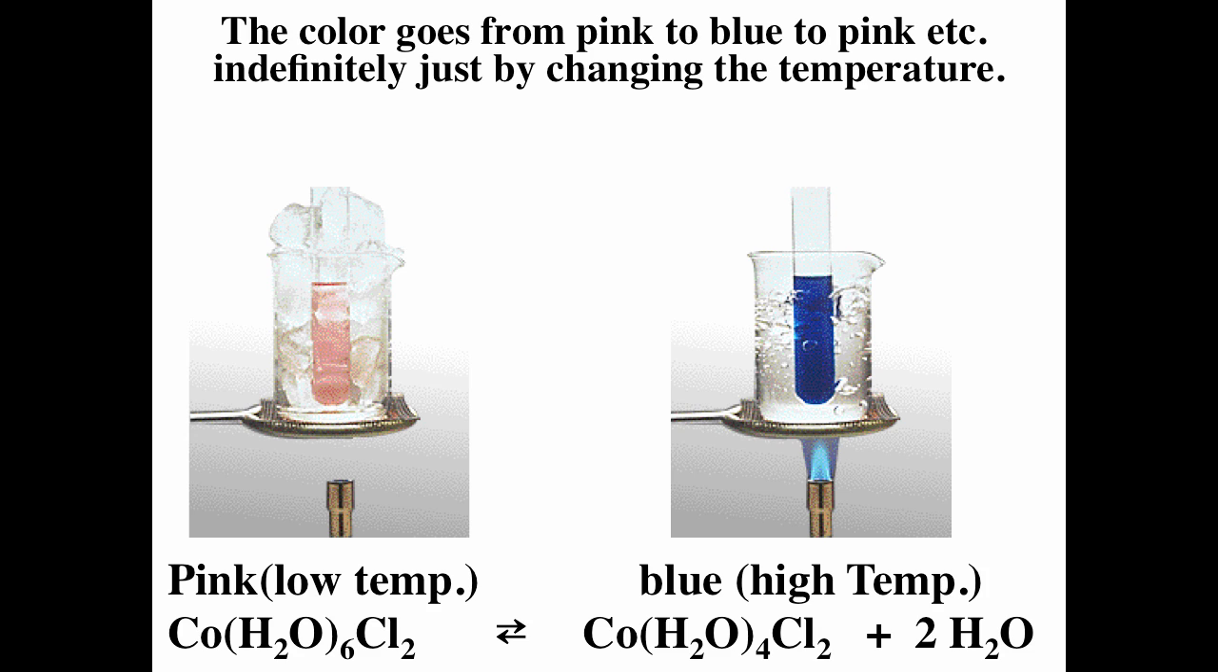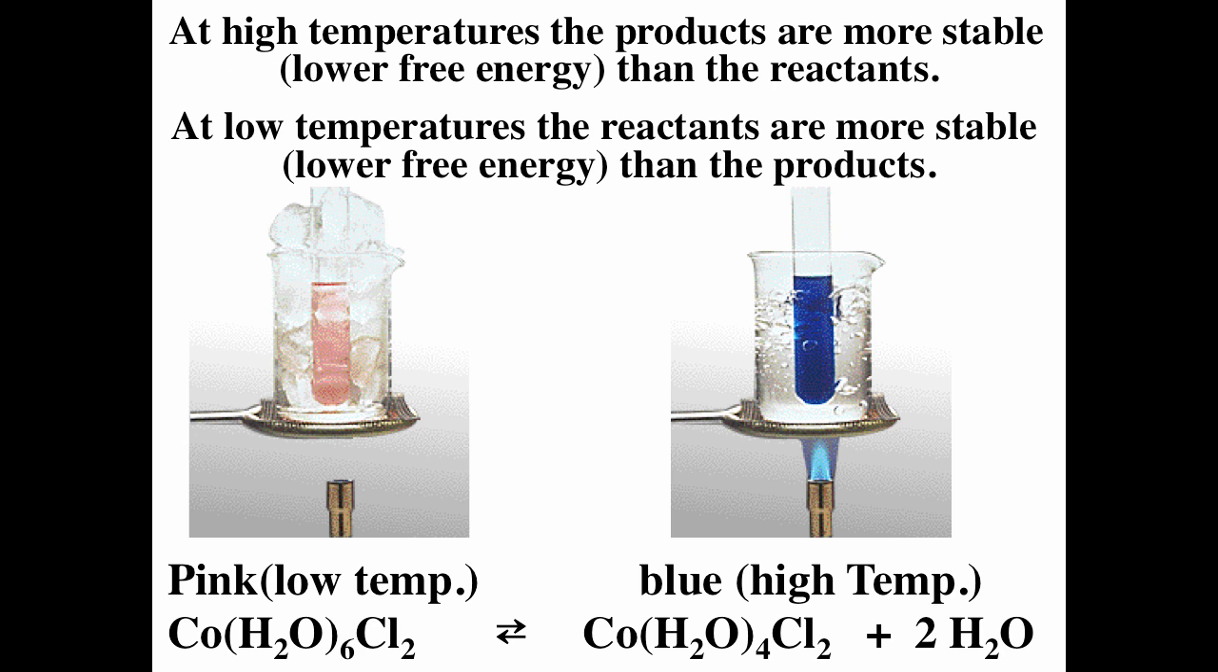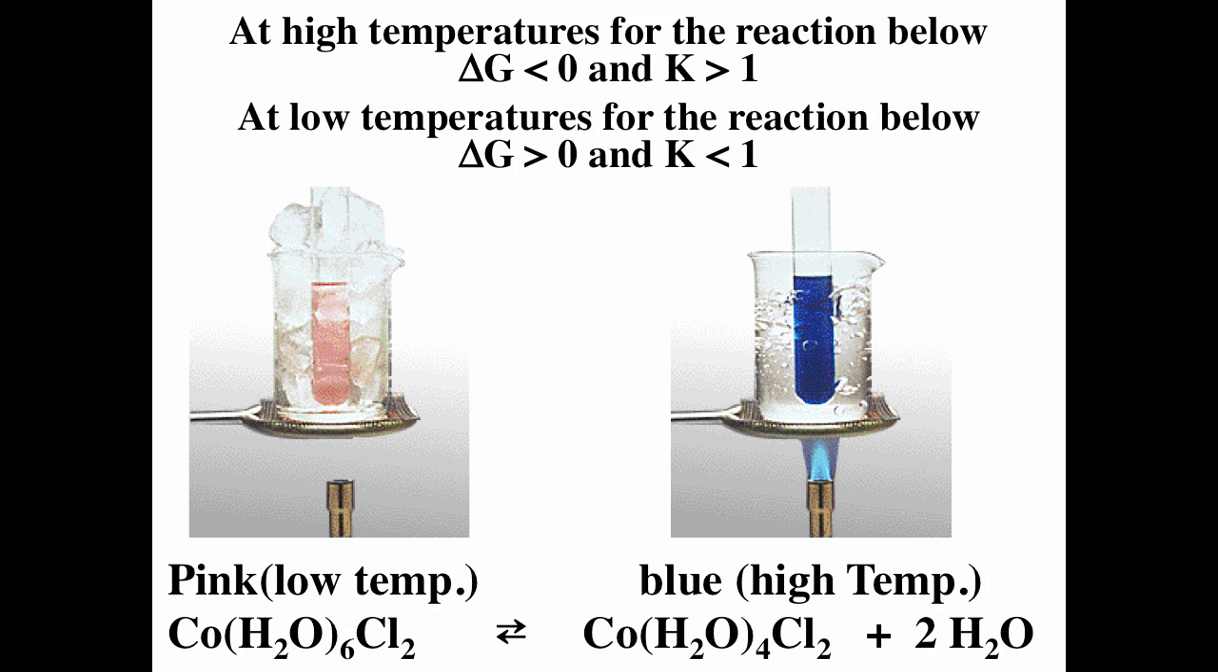And so the pink complex is the more stable complex at low temperature. The blue complex is more stable at high temperature. And so at high temperature, for the reaction below, delta G naught is less than 0 and K is greater than 1. At low temperatures, for the reaction below, delta G is greater than 0 and K is less than 1. And so at low temperatures, it's reactant favored, at high temperatures, product favored.